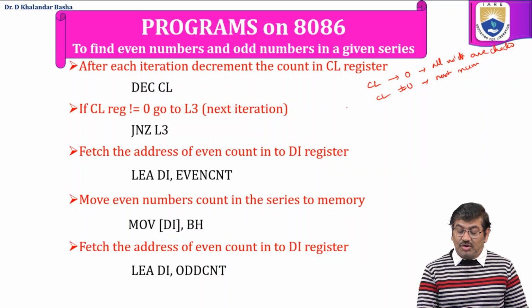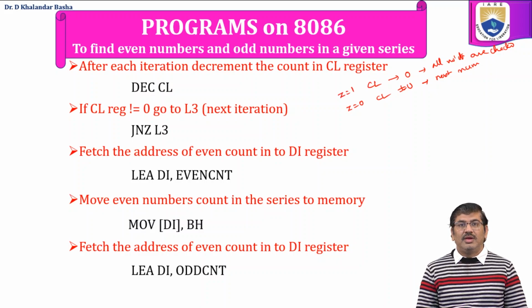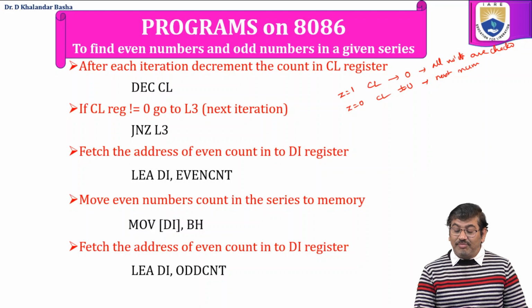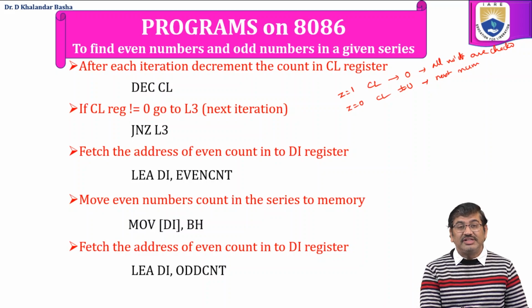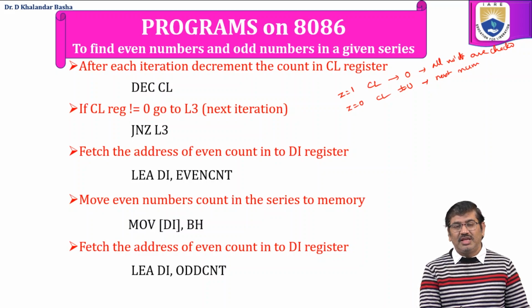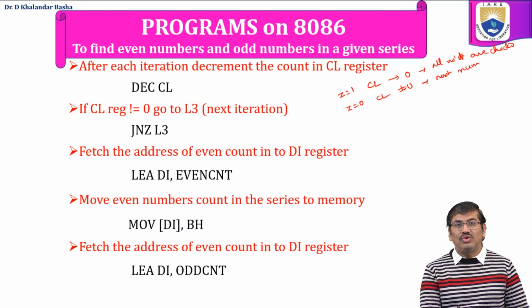If it is non-zero, the Z flag is 0. If CL is equal to 0, the Z flag is set to 1. So when we want to go for the next number check, if the count is non-zero, that means the Z flag is equal to 0. That's why here we are using JNZ. If it is non-zero, then only go to loop 3.